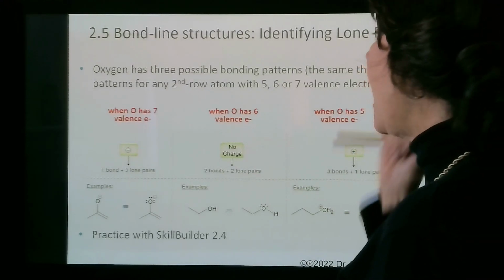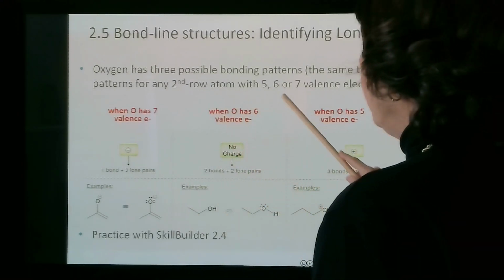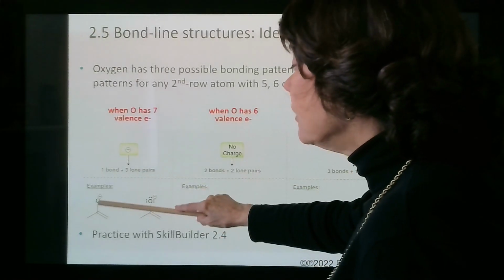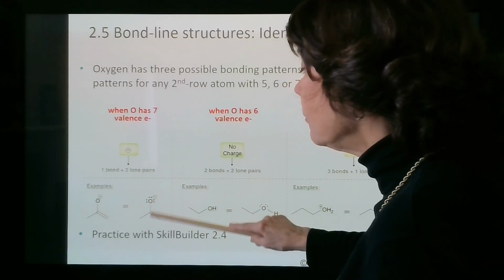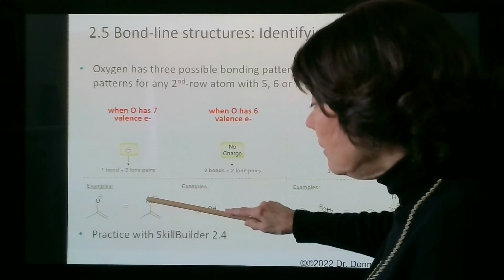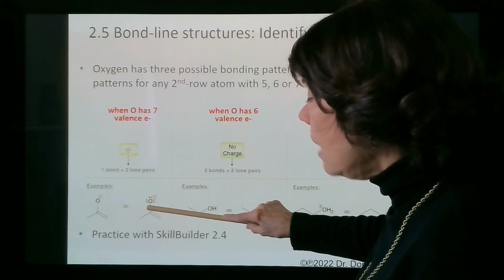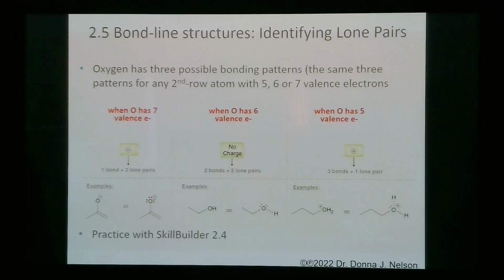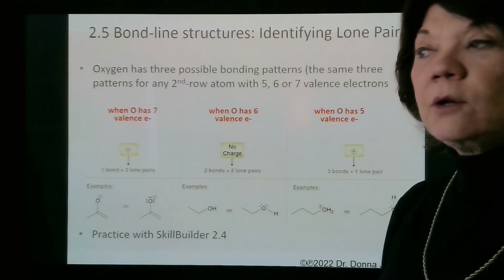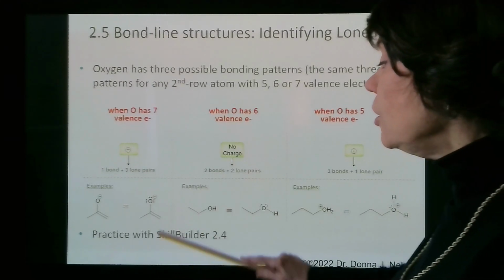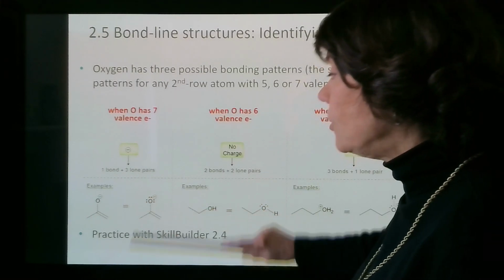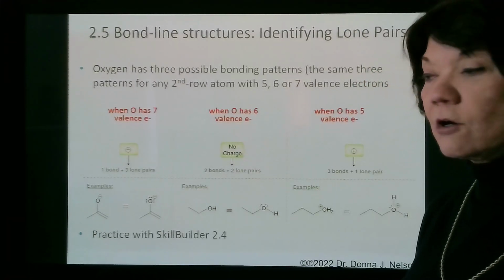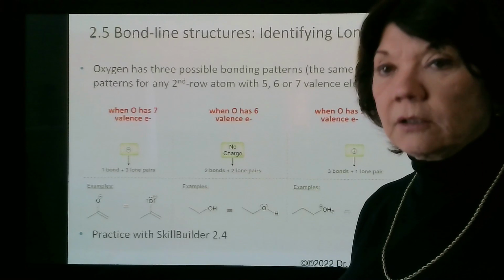The same 3 patterns as for any second row atom with 5, 6, or 7 valence electrons. So let's look at this. If there is 1 bond and 3 lone pairs, that's 2, 4, 6, and then 1 electron from the bond. So here oxygen has 7 valence electrons. In trying to decide whether it has the stability of a filled octet, you would still say 2, 4, 6, 8. But in this calculation, we're not interested in whether it has a filled octet or not. We're talking about valence electrons.